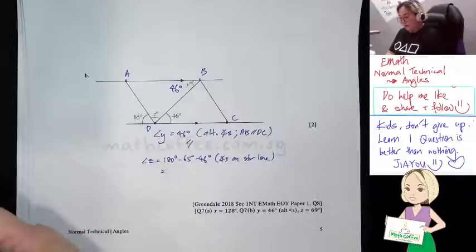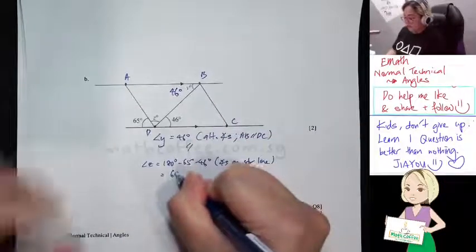So 180 minus 65 minus 46, so we get 69 degrees. Done.